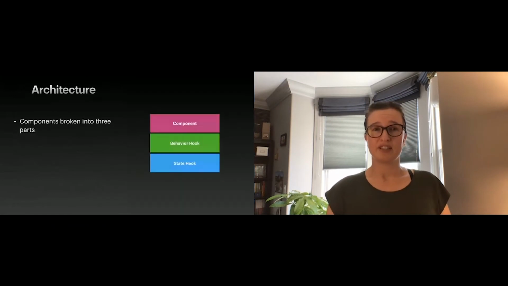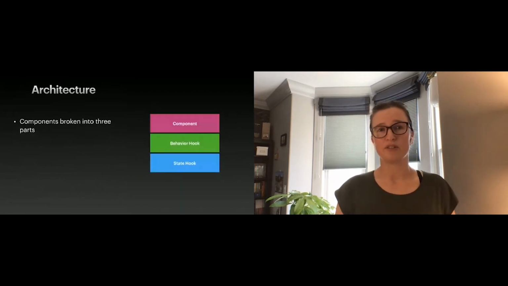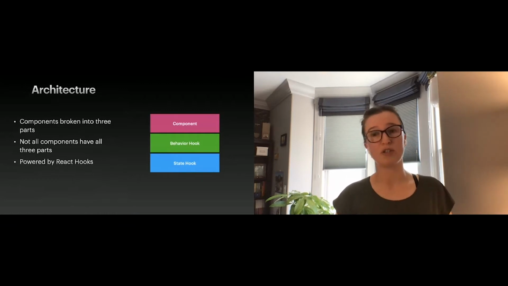Now let's have a look at the architecture and how we make all of this possible. It's broken up into 3 parts: the component, the behavior, and the state. Now, not all components have all 3 parts. They use what makes sense. And we're able to make all of this possible by using React hooks.